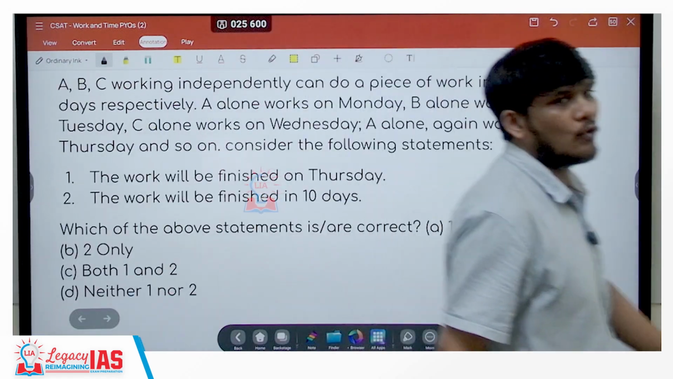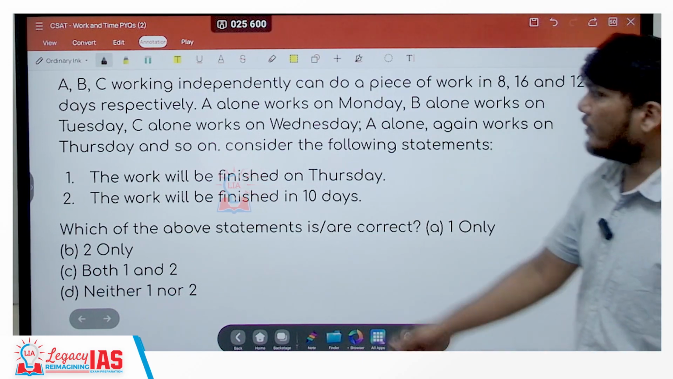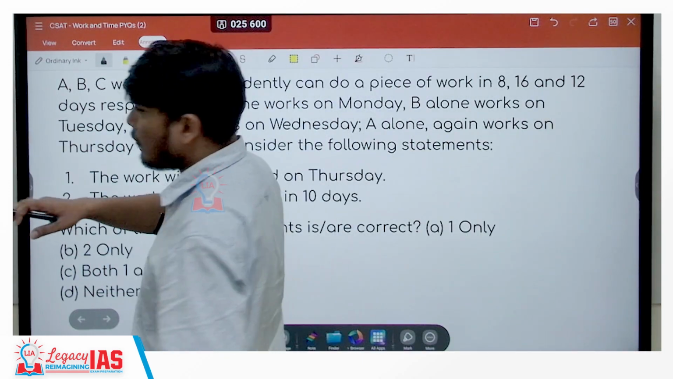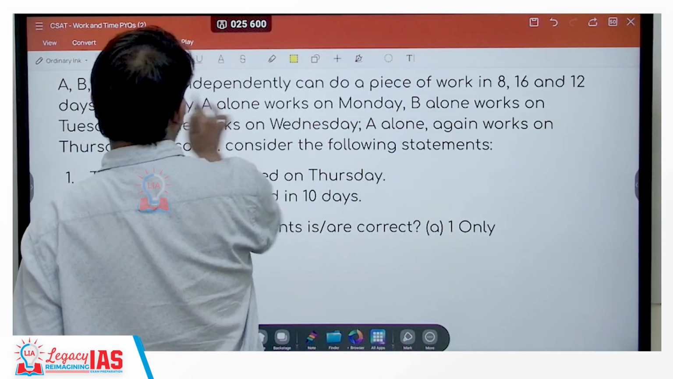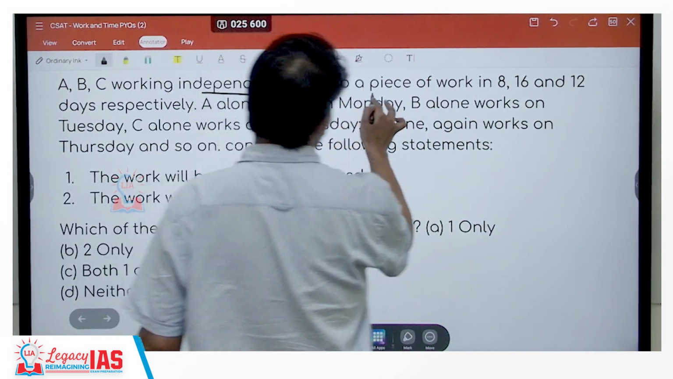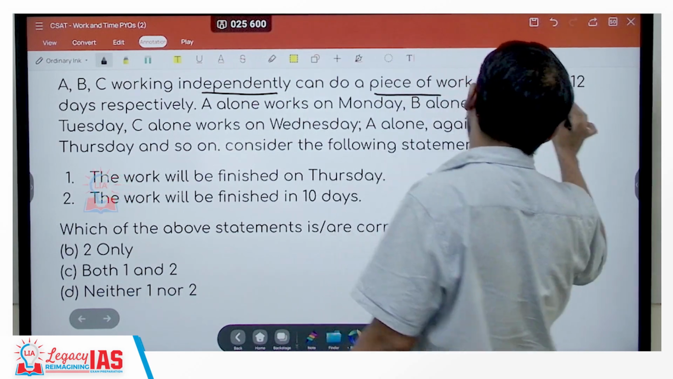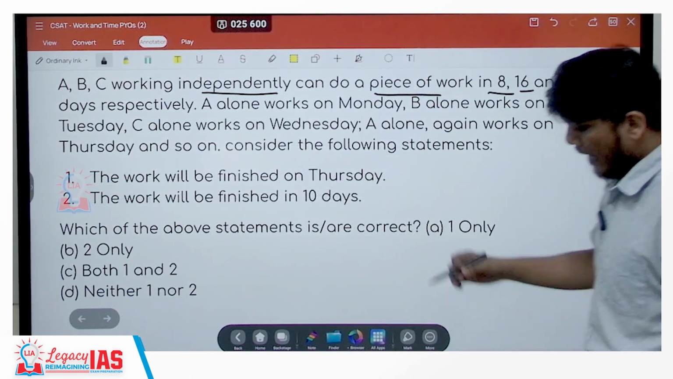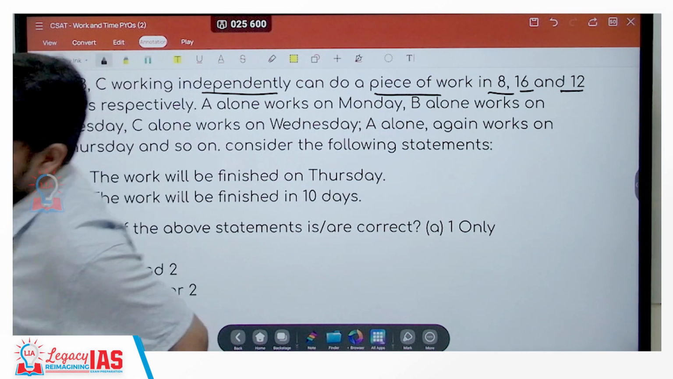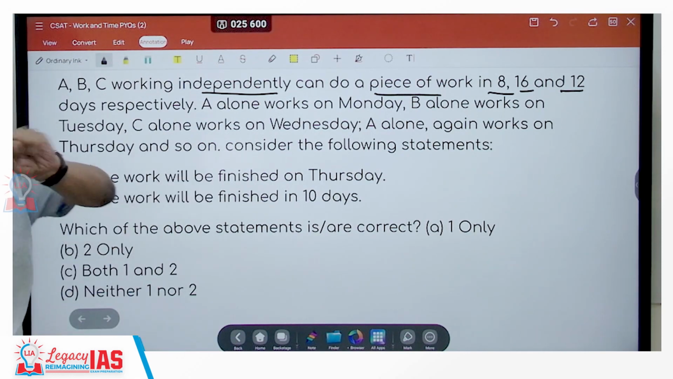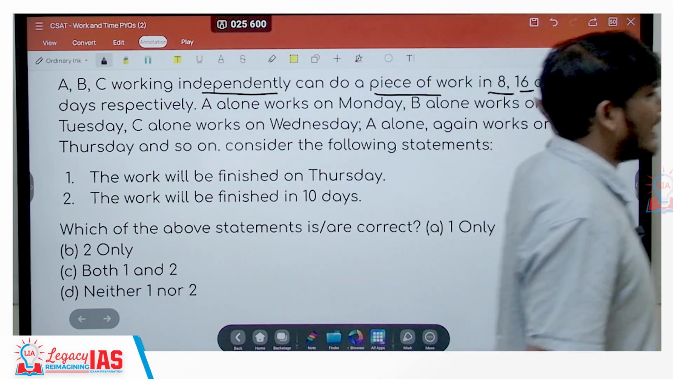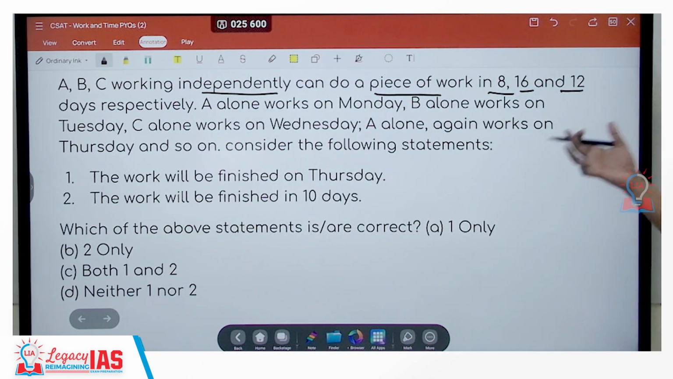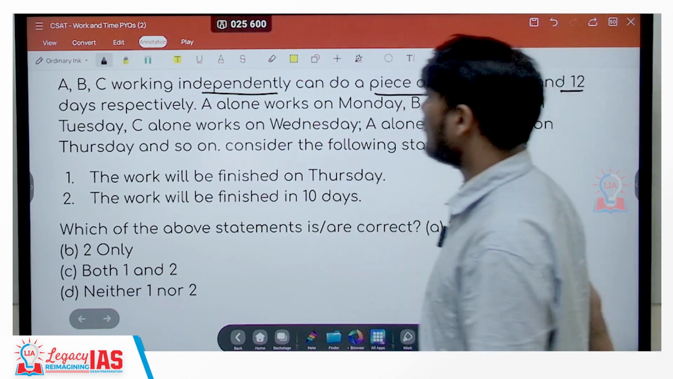Okay, so now let us look at this particular question. This question says, and all of these are UPSC questions: A, B, C working independently can do a piece of work in 8, 16 and 12 days. I took this at last because here LCM would be required, and here we will not take the total work as 1. We will take it as the LCM of 8, 16 and 12, because there are 3 different people with 3 different efficiencies, right?